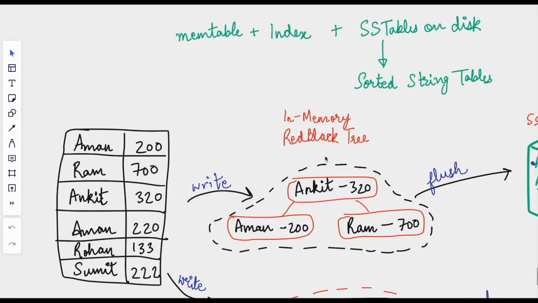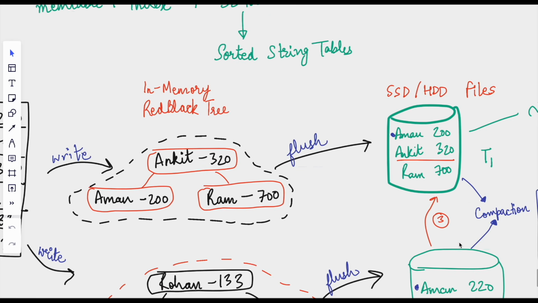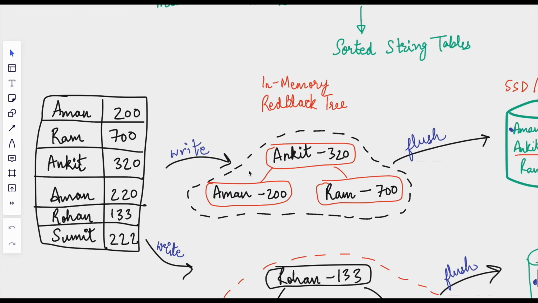But once it crosses a certain size, in this case let's say 3 is that size, so whenever there are 3 keys, it will persist or flush this to hard disk, right? So this is a bit costly operation. Right now the writes were really fast, you are just playing in memory, right?